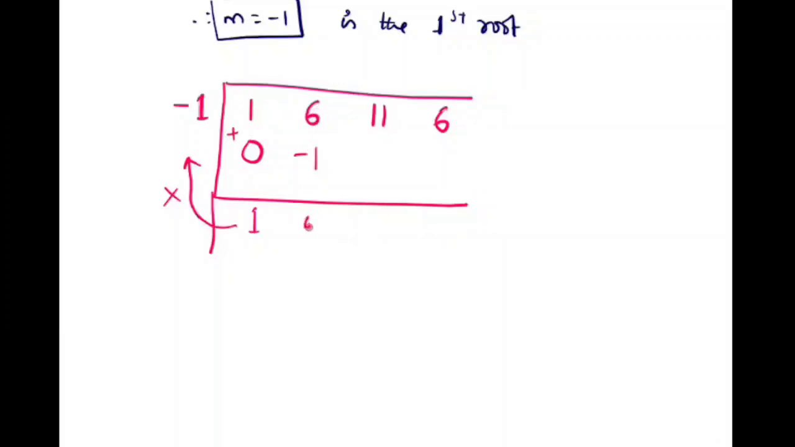6 minus 1 is 5. So after our result, you again multiply with the root. 5 into minus 1 is minus 5. Again add these two. 11 minus 5 is 6. 6 into minus 1 is minus 6.